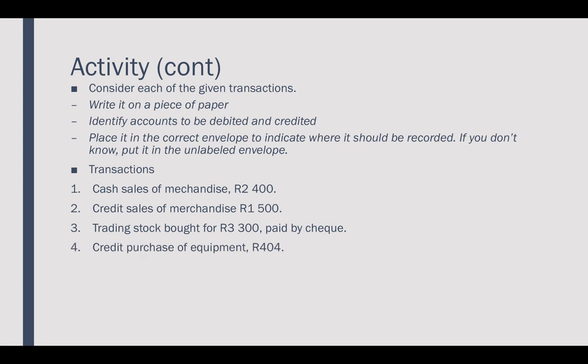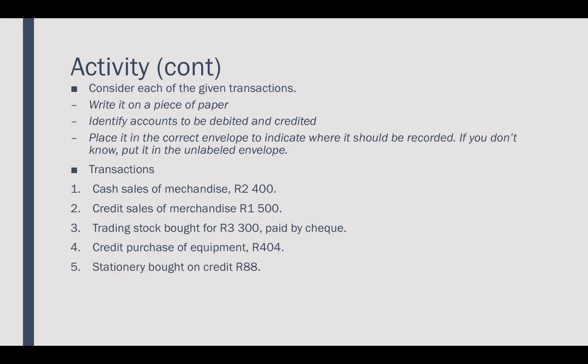Number 4, credit purchase of equipment. If you are buying equipment on credit, obviously equipment is an asset that is increasing, so you must debit equipment and you would need to credit the supplier's account. Because you are going to credit the supplier's account, this means you'll need to put this into the purchases journal. Remember that the purchases journal is not only for purchases of trading stock or merchandise, but of anything that you buy.